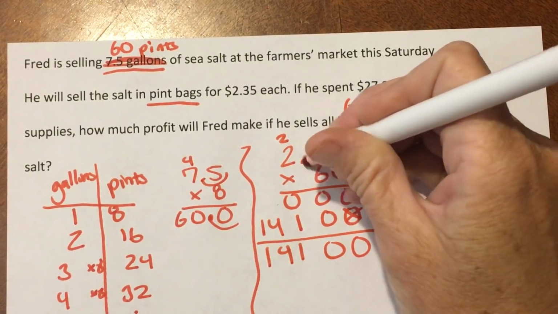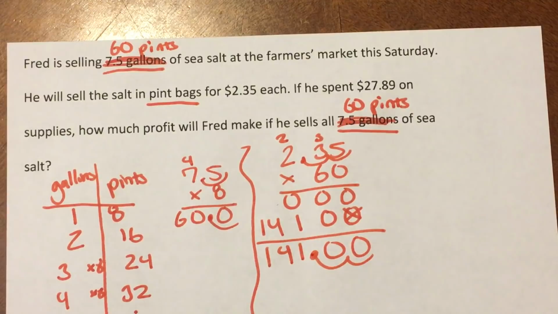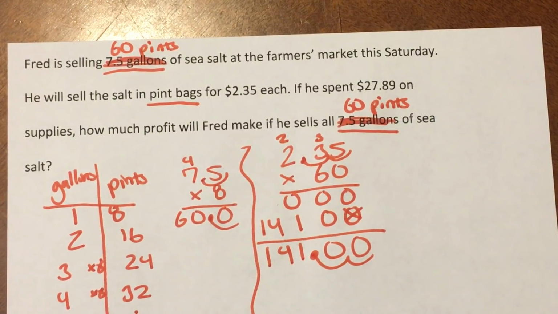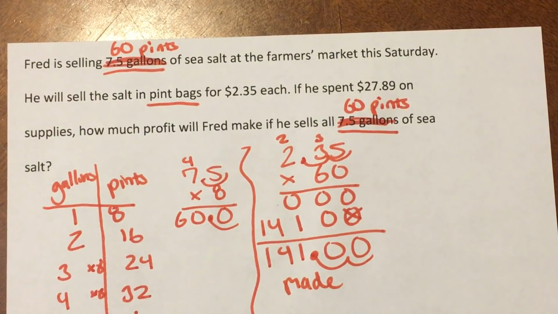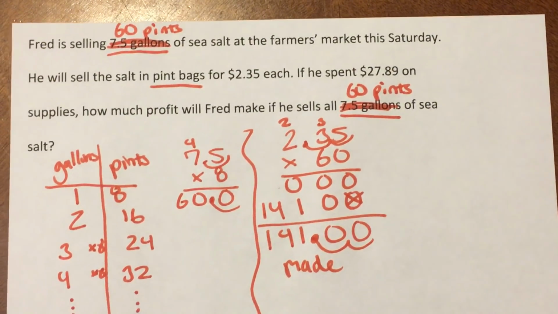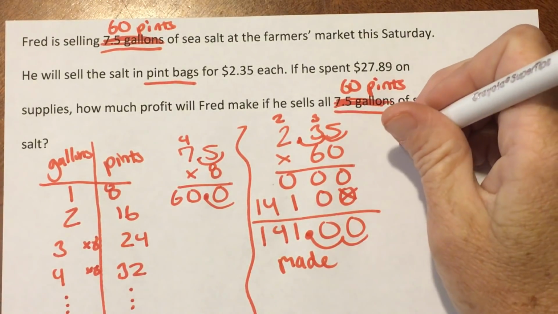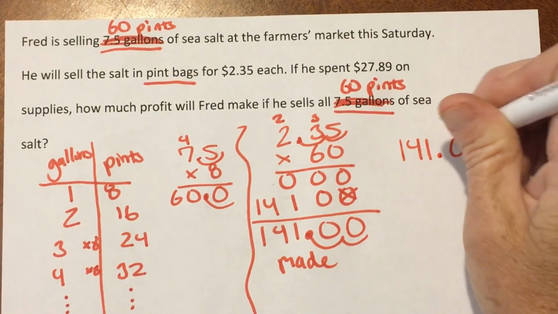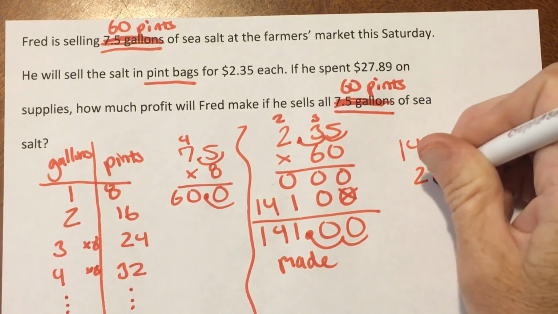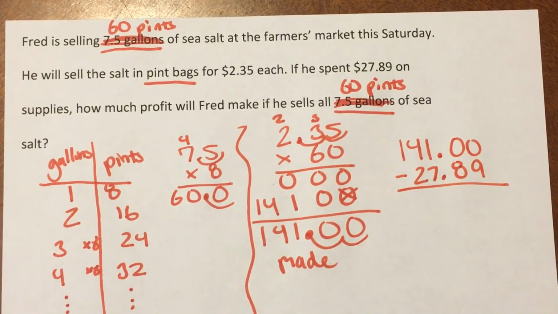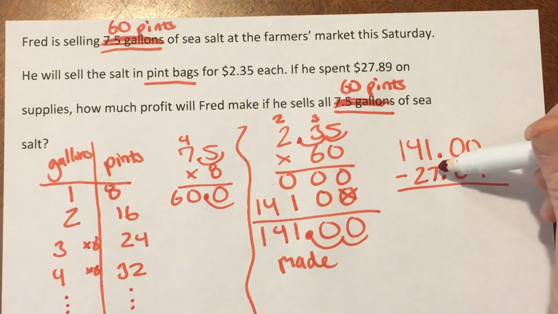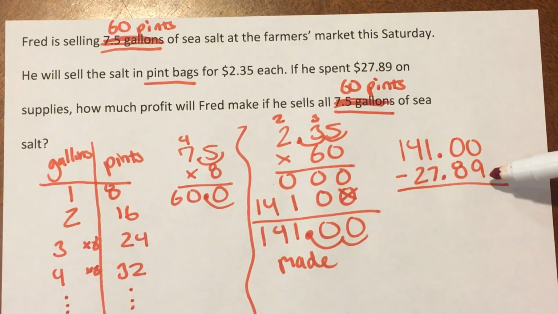Okay, and remember loops when you multiply. So I am saying that he made $141. But the problem says before he could make money, he actually had to spend money. He spent $27.89 on supplies. So to figure out your real profit, you have to say how much money did I make, subtract how much money you spent, and then whatever's left is your profit.